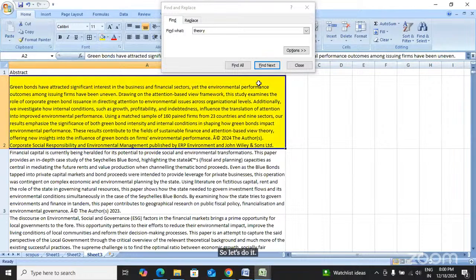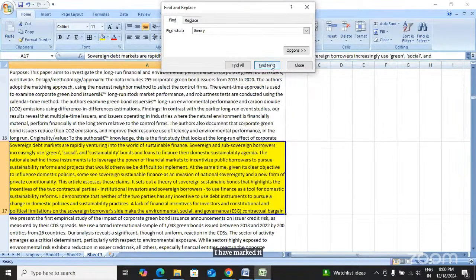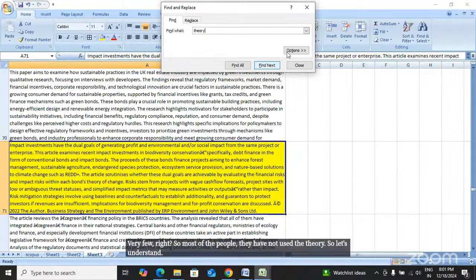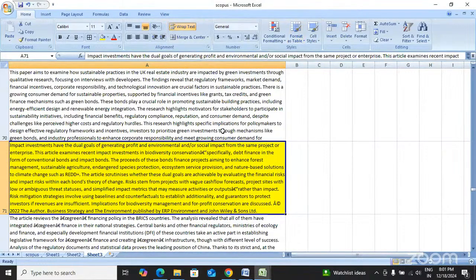I marked it as yellow. So another paper, 17th paper, I have done this. So it means in this topic, very few theories have been used by the different authors. Very few, right? So most of the people have not used the theory. So let's understand what are the different theories that have been used and which paper has used it.